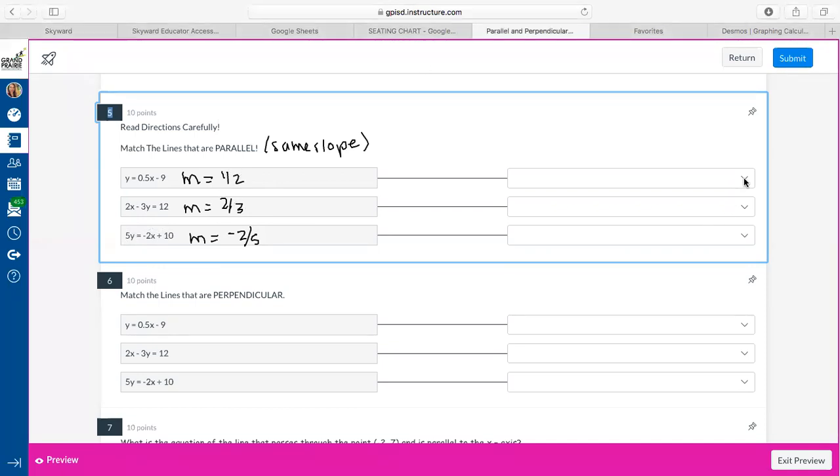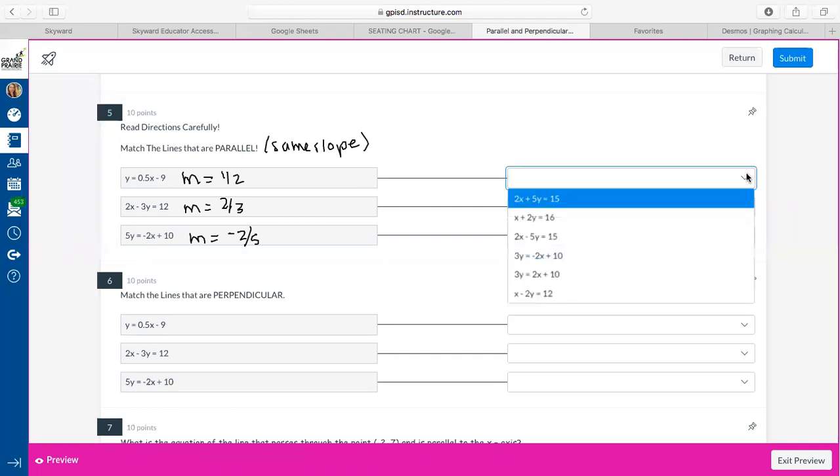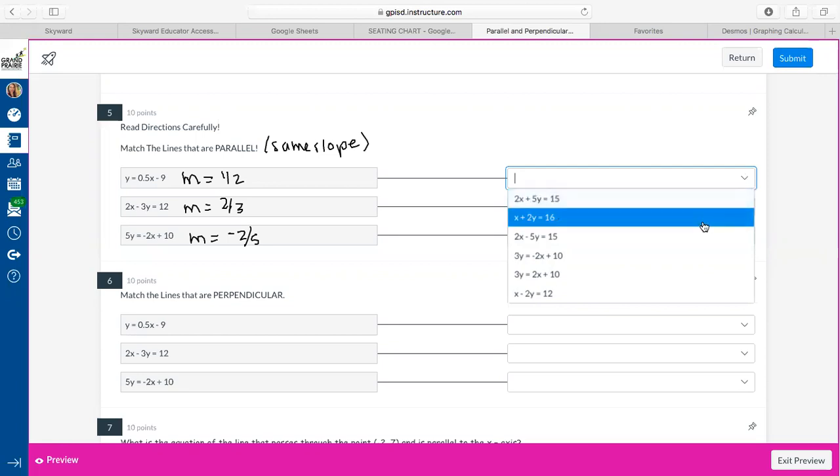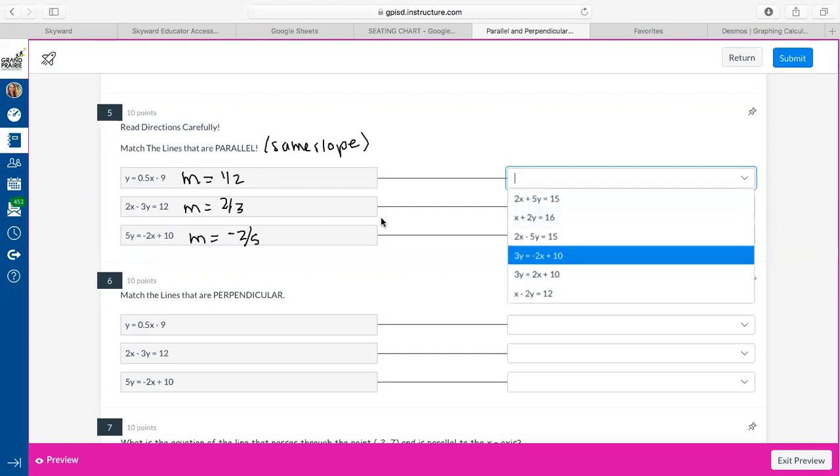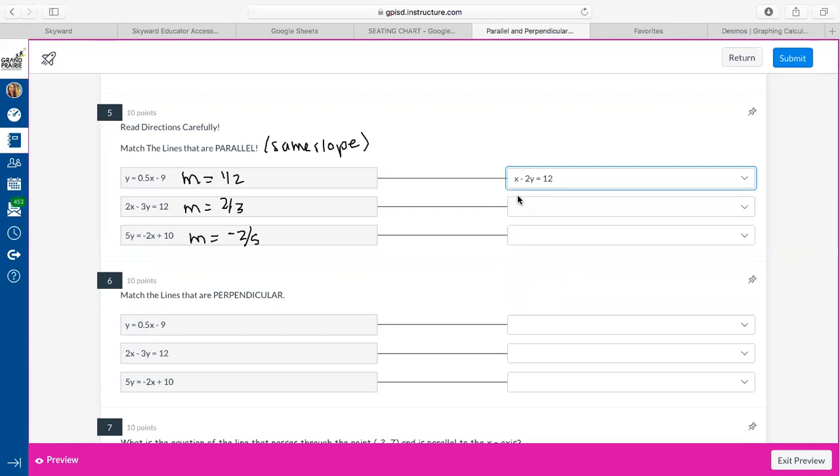So for the first one, I don't see it. Which one has a slope of 1/2? Don't answer, Alexa, since you already did it. I honestly don't see it. Is it X? What do you mean? So it's either X plus 2y or X minus 2y. If this, minus 2y equals 12. We got it. Yep, X minus 2y equals 12.